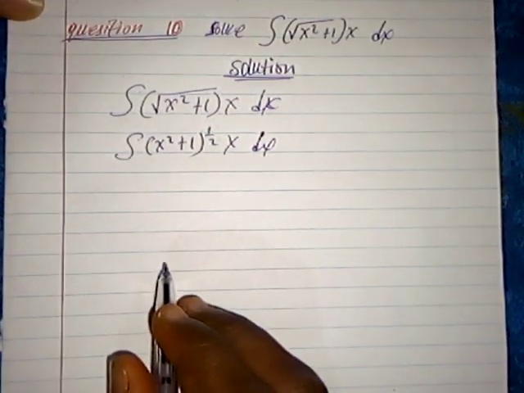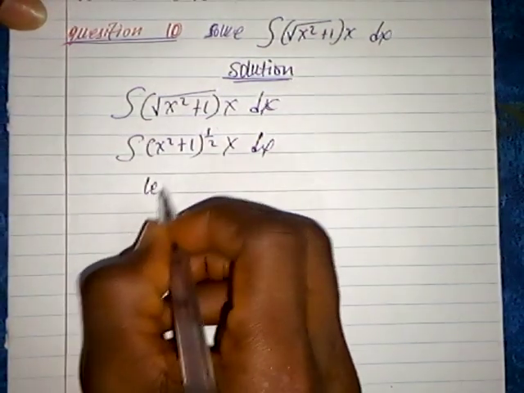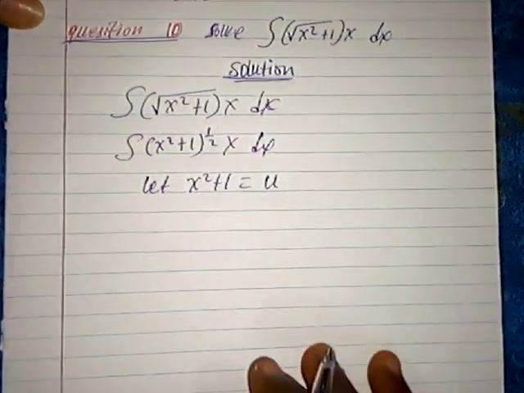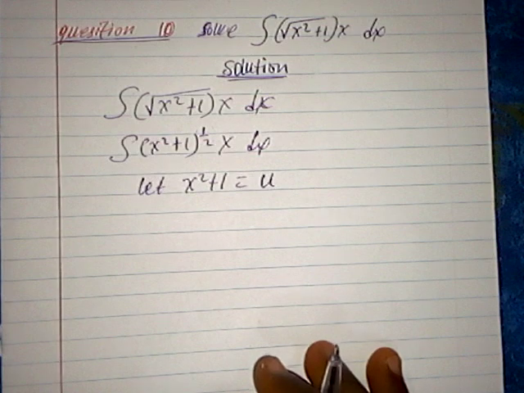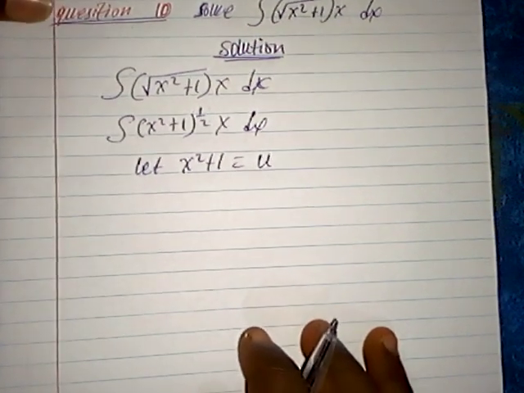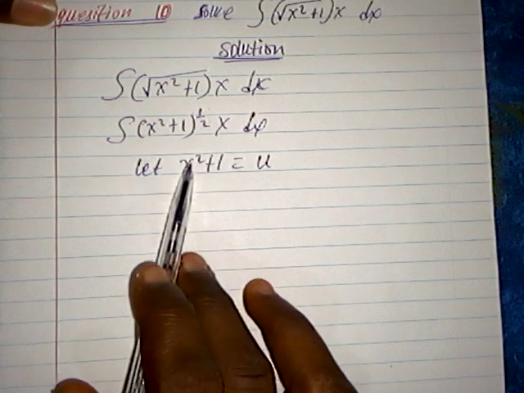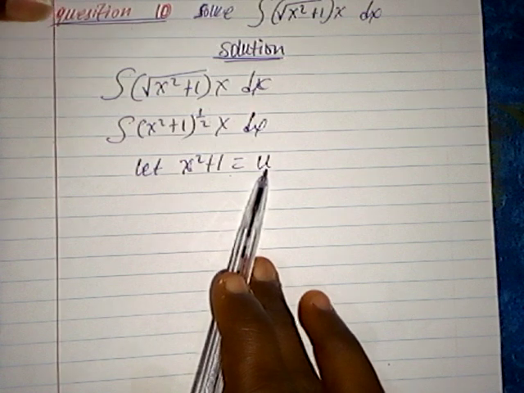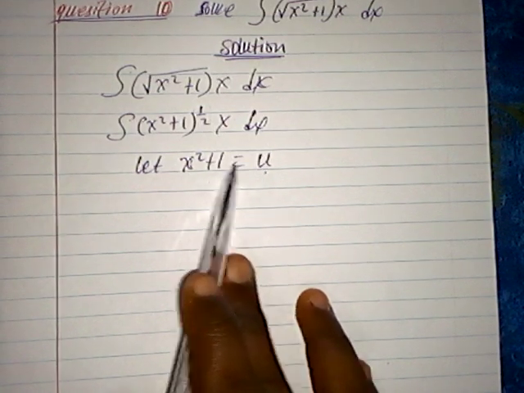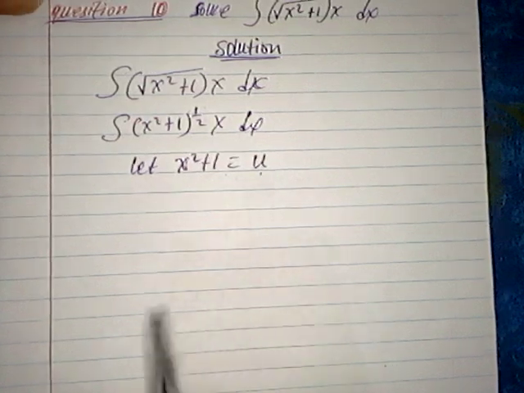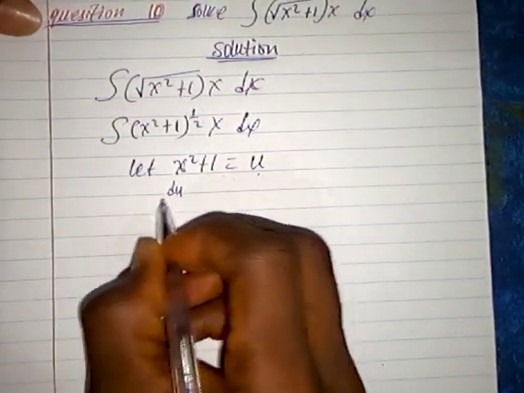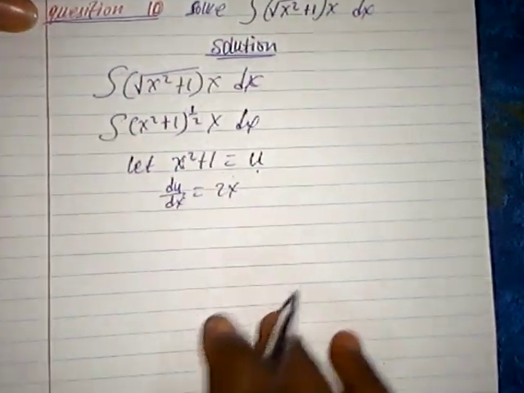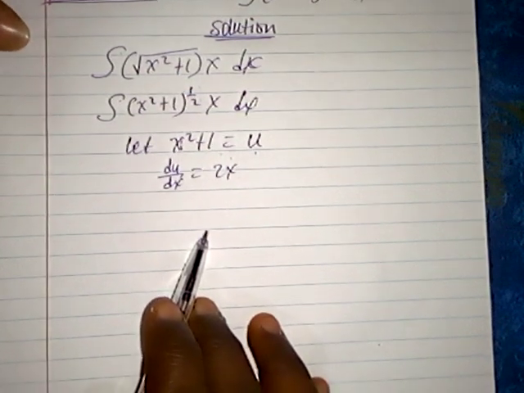What next? After you have removed the root, you let x squared plus 1 equal to u. Anywhere we see x squared plus 1, we are going to put u. But before we put u, let us differentiate the function of u, which is x squared plus 1. Always differentiate. The derivative du upon dx is 2x.